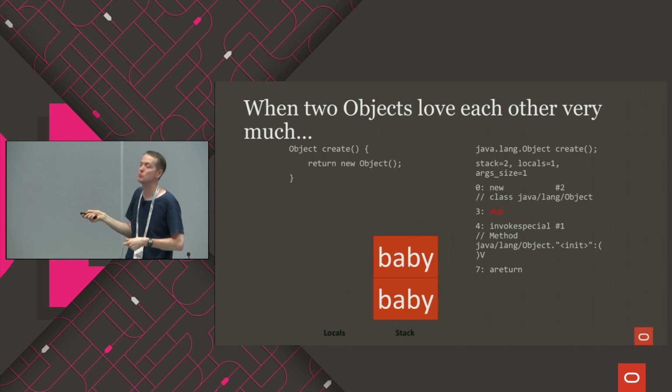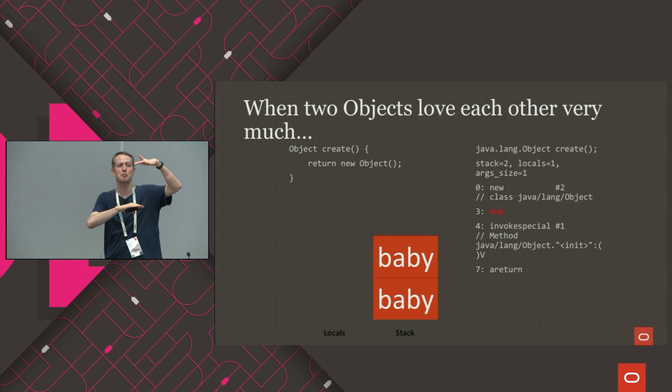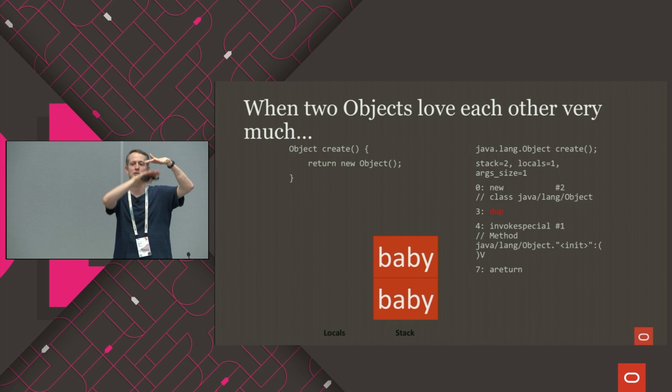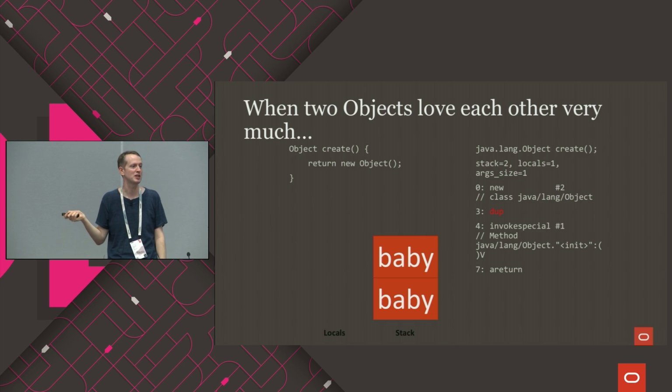And then we have the dupe command, which basically copies whatever is at the top of the stack and gives you another copy of it. So we have two references pointing to the same location on the heap.